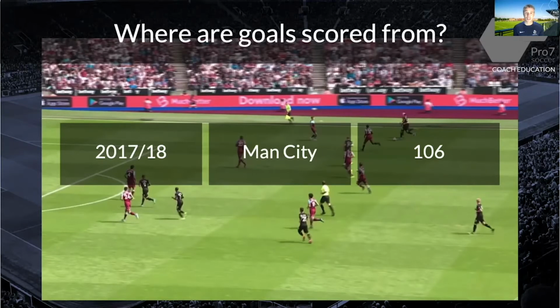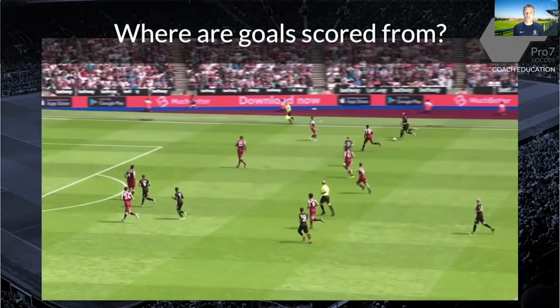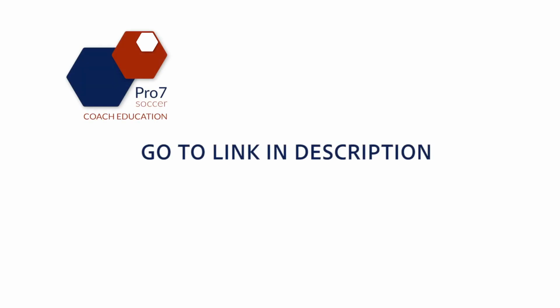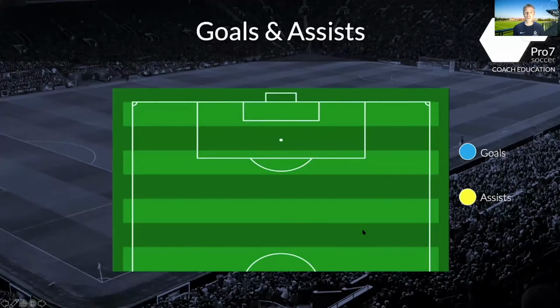So I decided to look at the goals that Man City scored, and here are just a few of those goals for you to look at now. Some pretty fantastic goals within that clip there. And that was just a selection of the goals that Man City scored in that season when they got 106. For me, that chip by Sterling in that last goal, the assist there was absolutely sublime.